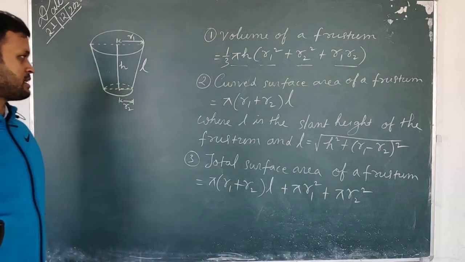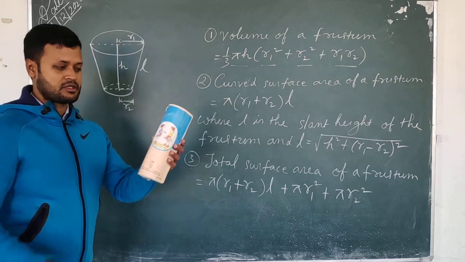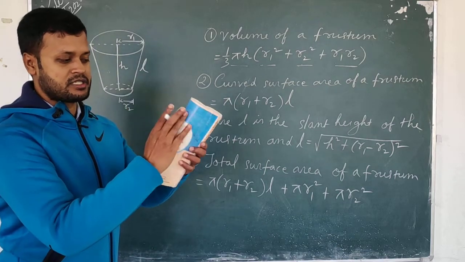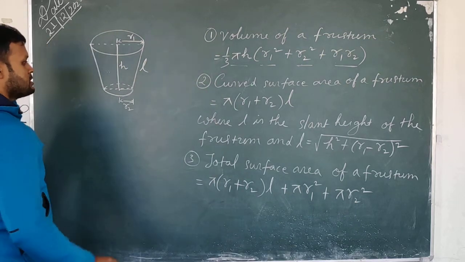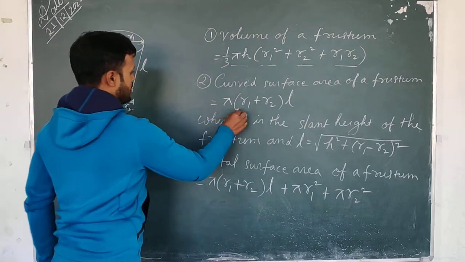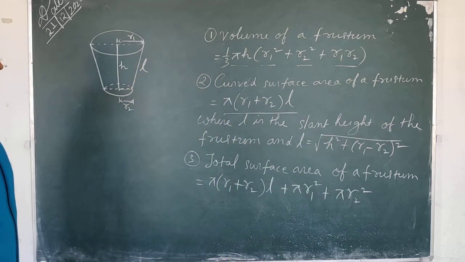And curved surface area of the frustum. Curved surface area of the frustum means, suppose this is the frustum, then what is the area of this surface? Area of this surrounding surface. Okay, so this is the curved surface. So curved surface, how will you find out? Pi into (r1 plus r2) into l. This is the curved surface area of the frustum, where l is the slant height.